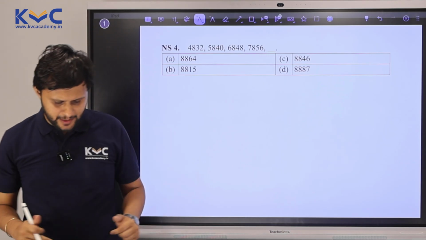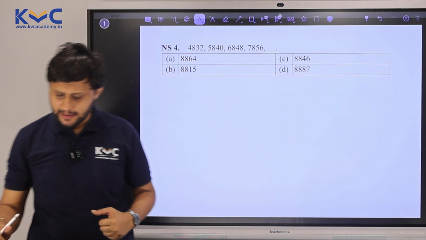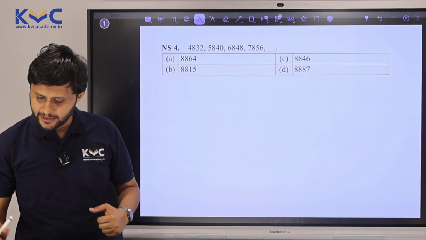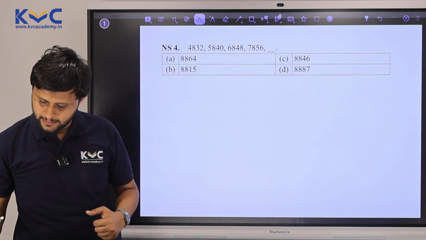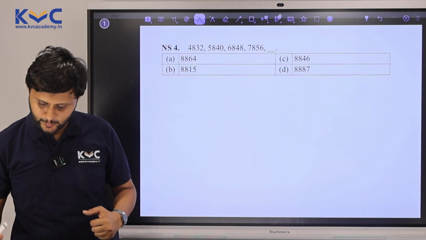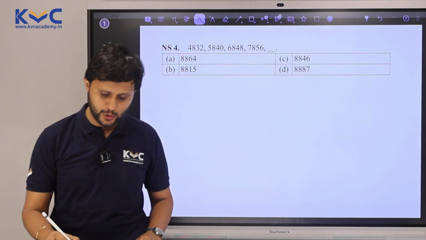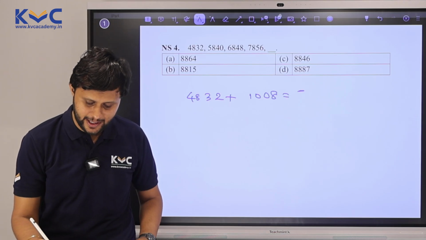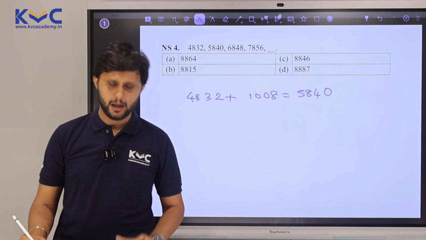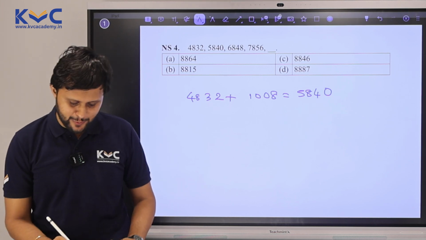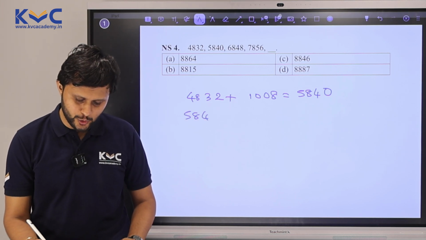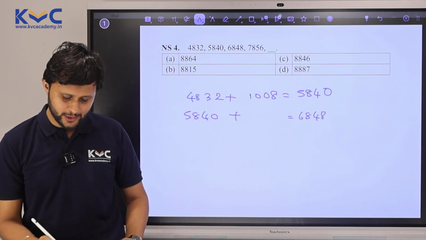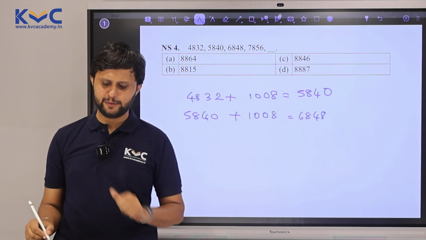4,832, a big number. Let me just find the difference between these. We have 4,832 and 5,840. You can do it the other way around, 5,840 minus 4,832, and the difference is 1,008. 4,832 plus 1,008 is equal to 5,840. Okay, and now from the second number, let me check. 5,840 plus something should be 6,848, and that would also be 1,008. Again, the difference is 1,008.